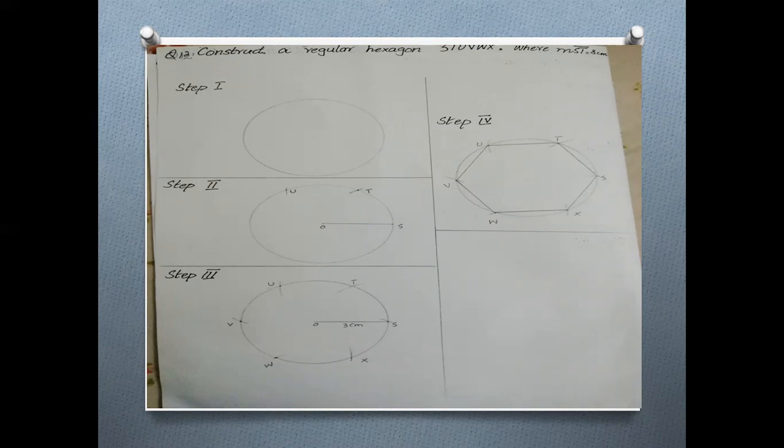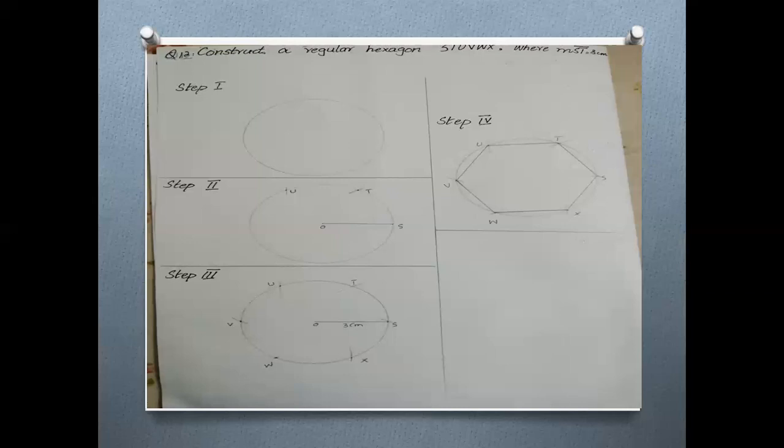The radius will be the same, 3 centimeter. First you draw the circle of 3 centimeter. Then we draw the radial segment. Radial segment means I draw the line. I join O with S. Then with the same radius, put the compass on point S. Cut the circle. The new point is T. Then again with the same radius, put your compass on point T and cut the circle. The new point is U.